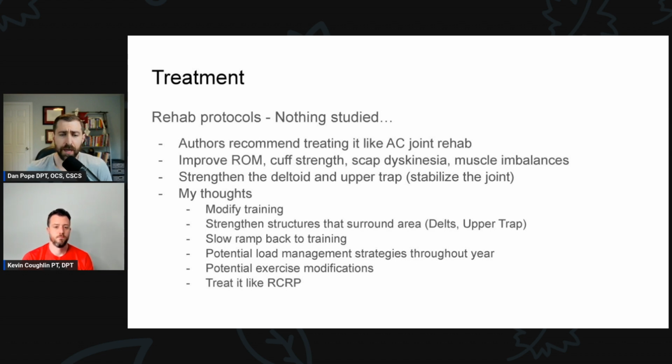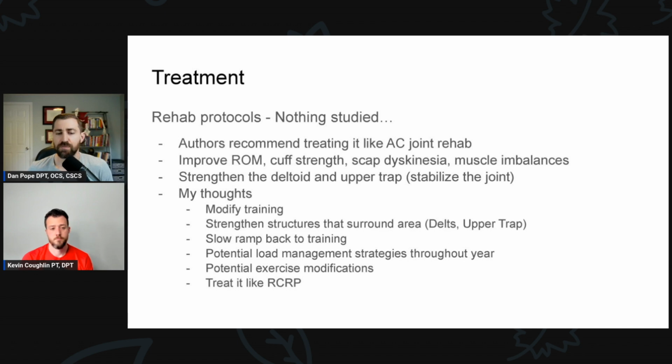And then essentially my thoughts, so this is not coming from the research paper, so take it all with a grain of salt. I think you should modify your training with these patients. I think you should strengthen the structures that surround the area, so delts, upper trapezius. I think you should have a slow ramp back into training over the course of time. It's reasonable.